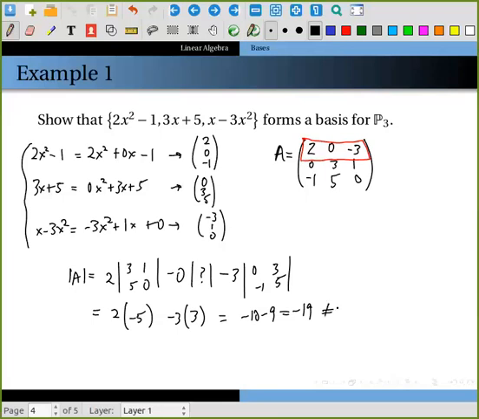This number is not 0. And since this number is not 0, it means that the columns are all linearly independent and they span R3. But those columns came from the polynomials over here. So our conclusion then is that these polynomials are linearly independent in P3, and they span all of P3. So they do form a basis for P3. We just have to check both criteria, and in this case, checking both criteria just comes in the form of taking one determinant.